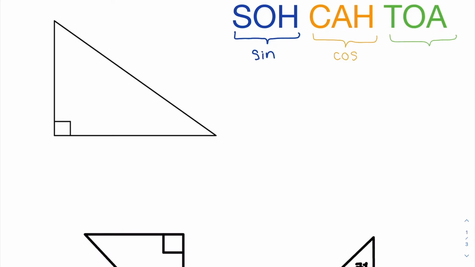Hey guys, welcome back. Today we're going to take a look at a trigonometric situation where we have a right angle triangle. And this is called SOH CAH TOA.